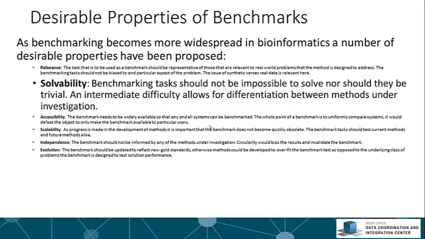Second, solvability. It's important that the benchmarking test should be not too easy and not too difficult, in order that different algorithms can be discriminated. If the benchmark test is too easy, all tools will perform very, very well, and it will not be possible to choose among them, and this will defeat the object of the benchmark test. And the same goes for if the benchmark test is too difficult.